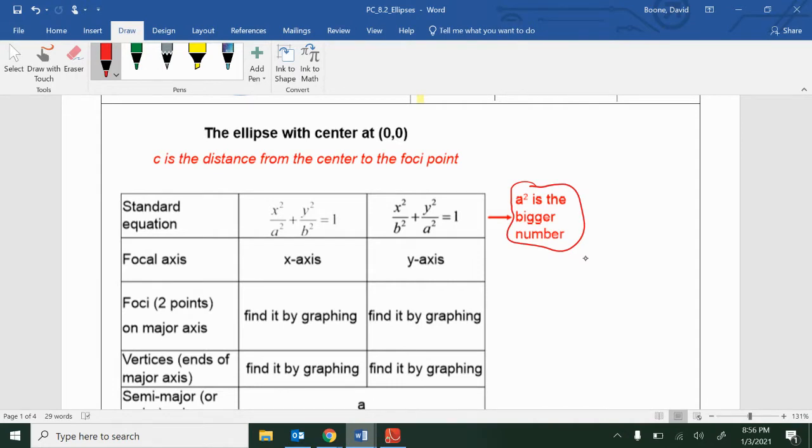That, you notice here, it's underneath the x. So that means that our focal axis is the x-axis. So we'll have ellipses that look like this, that are elongated horizontally. Here, when our a value, the bigger value, is underneath the y, then our focal axis is on the y-axis. So that's where we'll have ellipses that are more vertically stretched this way. They're longer in the y direction than they are in the x direction.